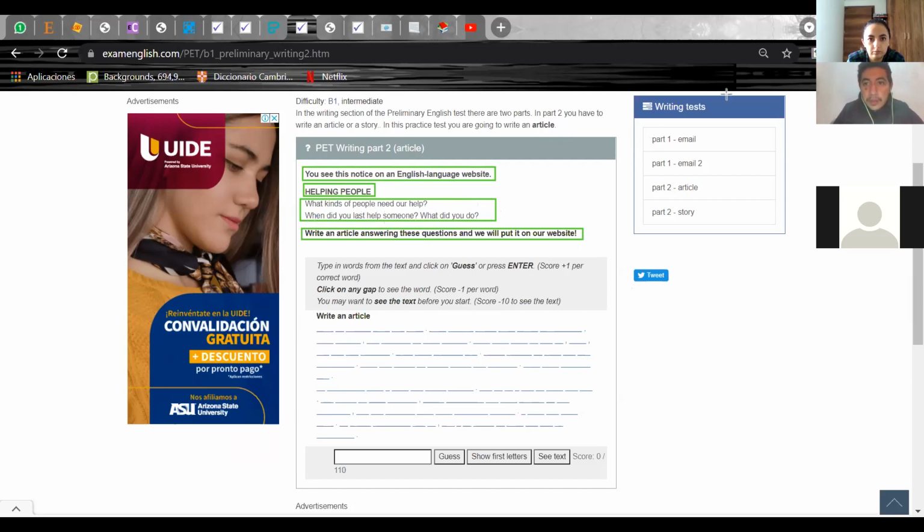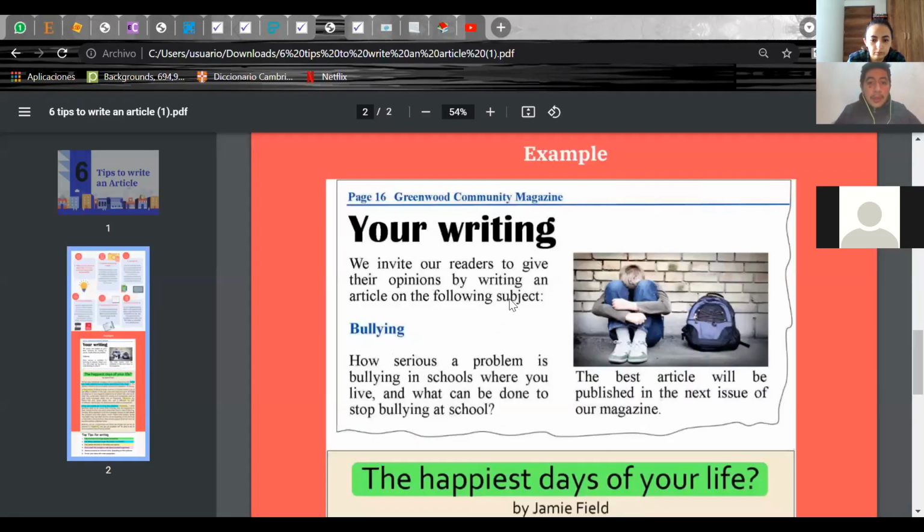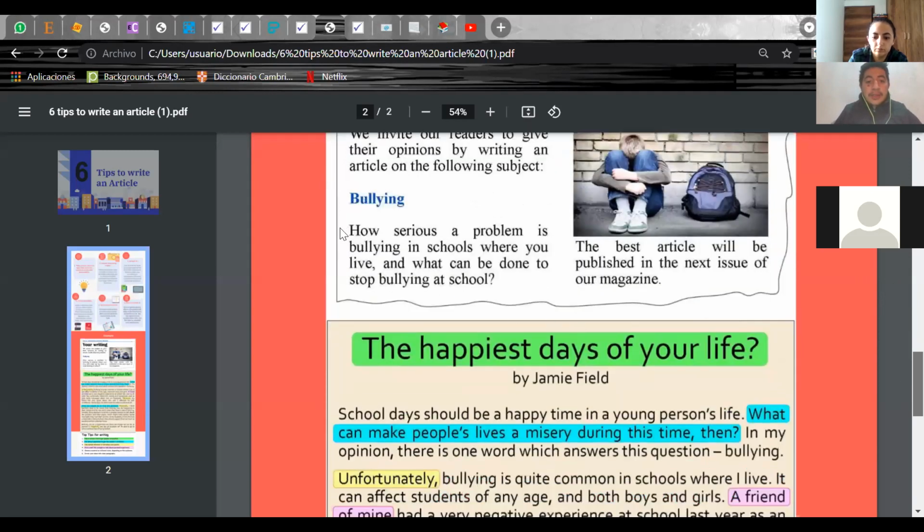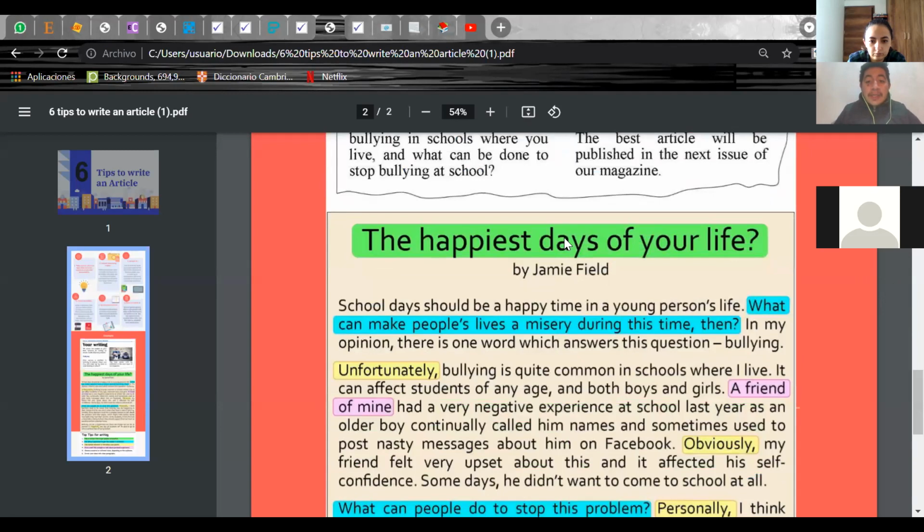So for this part, I'm going to explain something that will be useful for you to write your article. In this case, we have an example of an article of a magazine that talks about bullying. That's the main topic. So in here we have the title that says the happiest days of your life, and this is a question. The author of the article.